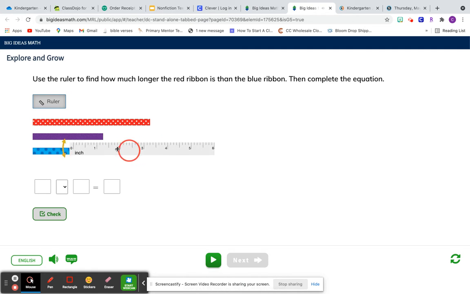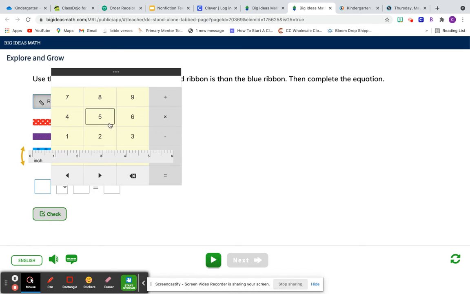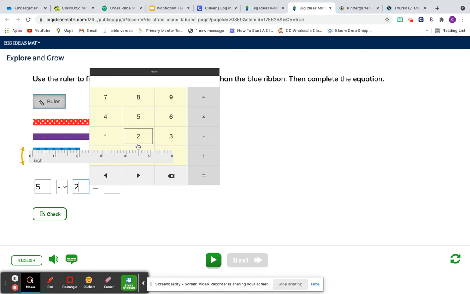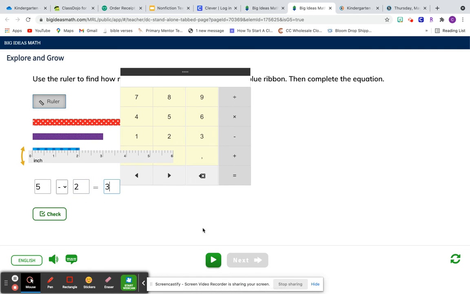All right, so we're going to open our ruler. Remember, we start at the zero. So our red is 5 inches. And then we want to compare it to the blue. Our blue is 2. So we would say 5 minus 2 is 3.